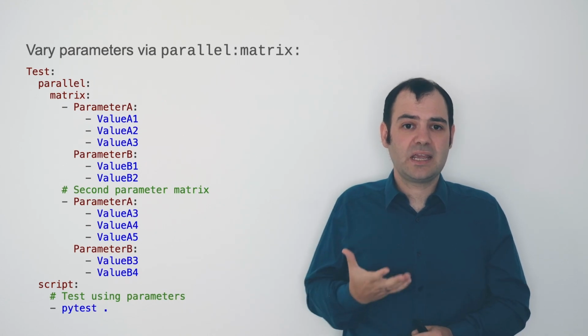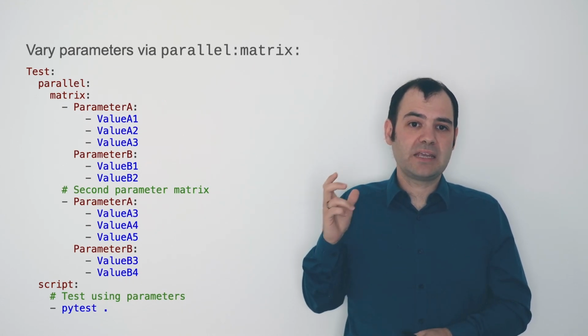If you have code that shall run in multiple configurations, you may not want to repeat yourself writing very similar tests where you just change the value of one single variable, because this is boring, and again, this is error prone. And for this, GitLab CI offers you the parallel matrix keywords. You can see it here.